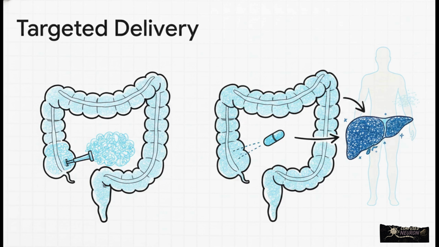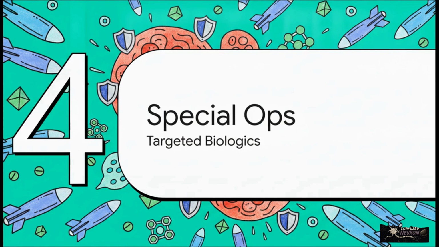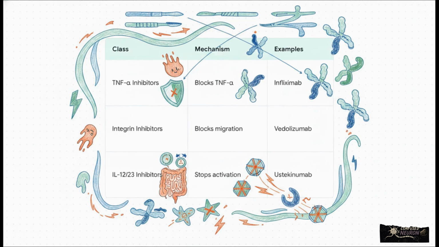This gives us maximum local impact with minimal systemic collateral damage. Moving to Section 4, Special Ops, are biologics and immunomodulators. When the disease is moderate to severe, or when it just totally scoffs at our 5-ASAs and our steroids, it's time to bring in the special ops. This is the most advanced, targeted weaponry in our arsenal. Now, these aren't blunt instruments. They are surgical strikes against the immune system's communication lines.